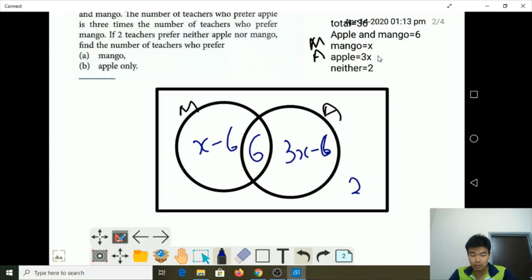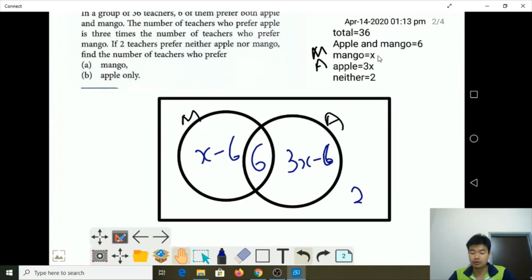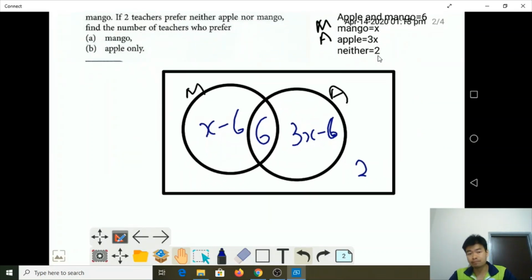What do you think? What equation do we need to create to solve for x and find its value? Did you see the last information that I have right here? Total equals 36. You should know the meaning of total. It means that if I add up all the expressions and numbers in the Venn diagram, they should add up to 36. So this is the equation.